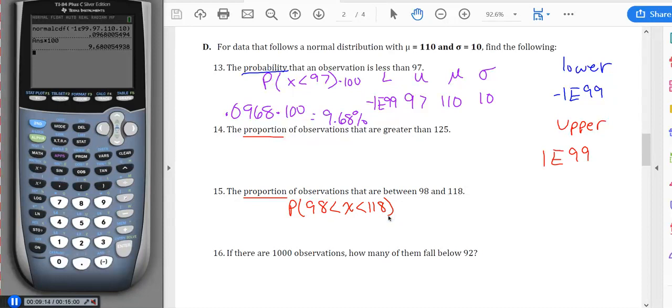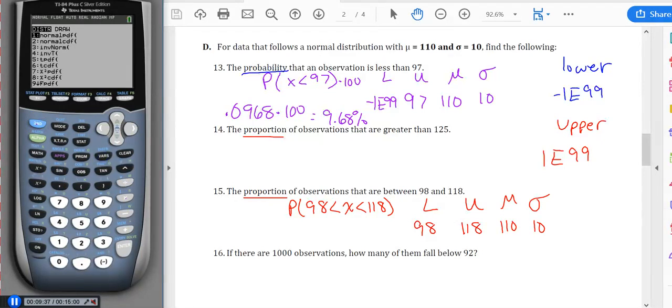I must still establish my lower, upper, average, and standard deviation. Lower in this case is 98. Upper is 118. My average has not changed. It's still 110. My standard deviation is still 10. So there's no difference there. Same steps in the calculator. I'm going to have second variables. Button left of clear. Go down to number 2 or just press the number 2.